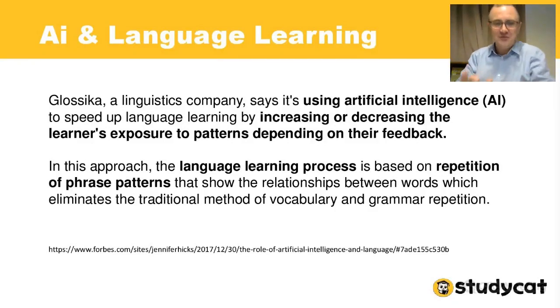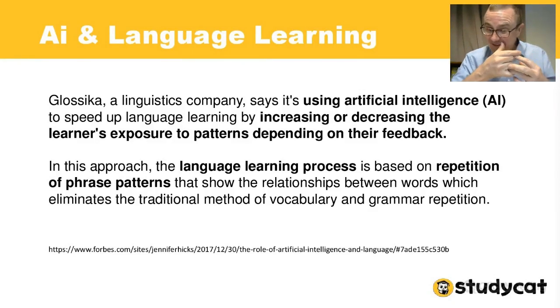Now that sounds like a very difficult thing that it says, but what it's saying is, AI can see the patterns of your learning. So what are you getting wrong? What are you getting right? And then it uses that to speed up the learning process to focus on what you're getting wrong, right?